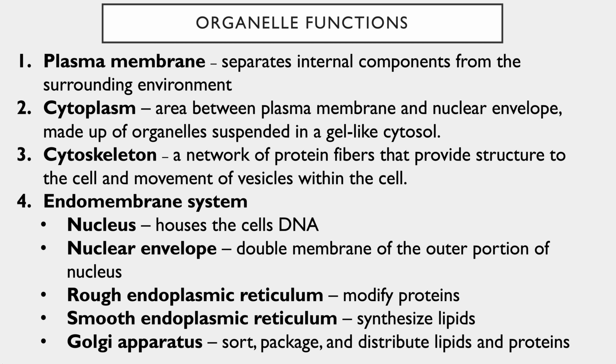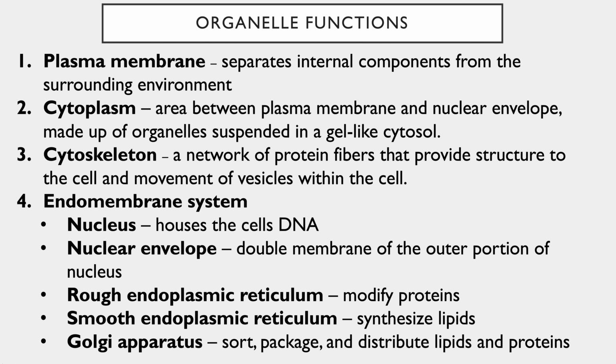The fourth main structure is called the endomembrane system, and it's not really a structure itself. It is actually made up of five different organelles inside the cell itself. The first being the nucleus, which houses your DNA, the nuclear envelope, which is essentially a double membrane that houses all of the DNA of your nucleus.